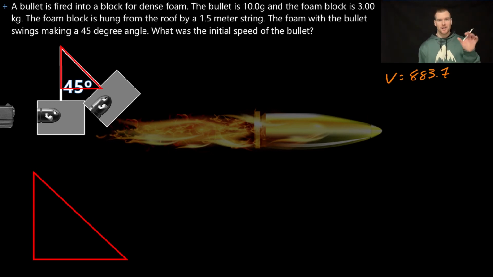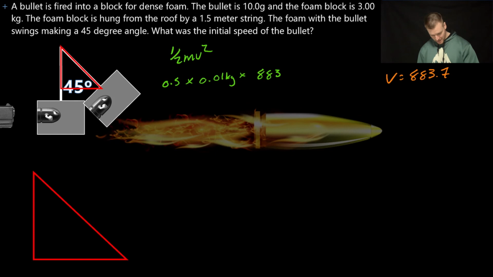So comparing the energy of the bullet at the start compared to the energy of the bullet and the foam right after the collision. So I'm going to write this as our energy at the start is just of the bullet, so half mv squared. And we calculated the velocity there. So I'm going to put half times 0.01 kilograms times the velocity of 883.7 squared. Let's see what we get with that. I'm getting a big number of 3,904 approximately joules of kinetic energy at the start in the bullet.